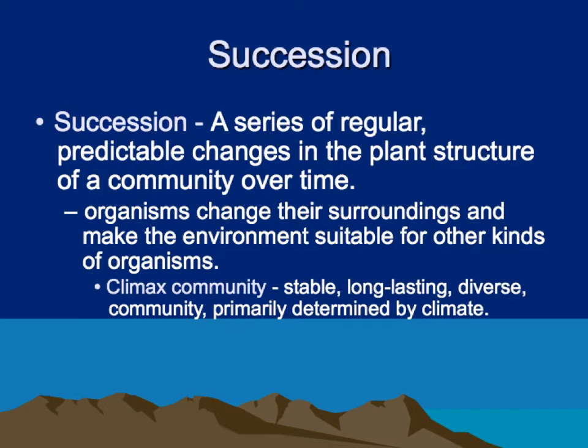So as we've discussed pretty in-depth during class, succession is the regular series of predictable changes in the plant structure of a community over time. So that's the classic definition. So we're moving from barren land or some disrupted land towards a climax community. We're always moving in that direction.